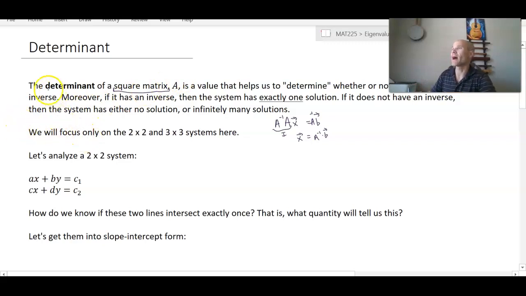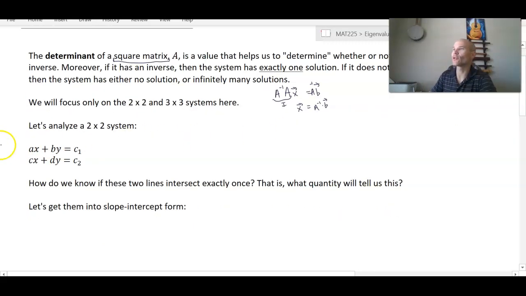So let's try to unpack and figure out how we would find this quantity called the determinant. How do we formulate this metric that will tell us whether or not we should even bother looking for an inverse? So let's just take a look at the 2x2 system. AX plus BY equals C1, CX plus DY equals C2. So X and Y are the variables, A, B, C, and D are the coefficients, and C1 and C2 are the constants.